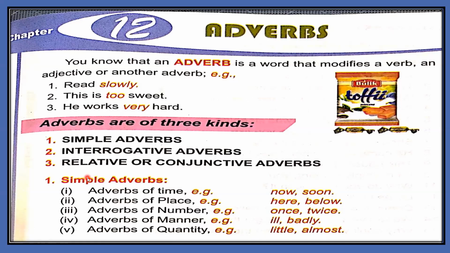So, when we learn about adverbs, there are three kinds: simple adverbs, interrogative adverbs, relative or conjunctive adverbs. And simple adverbs are adverbs of time, place, number, manner, and quantity. Now, soon is an adverb of time, here and below is an adverb of place, once, twice, adverb of number, ill, badly is an adverb of manner, and little, almost is an adverb of quantity.